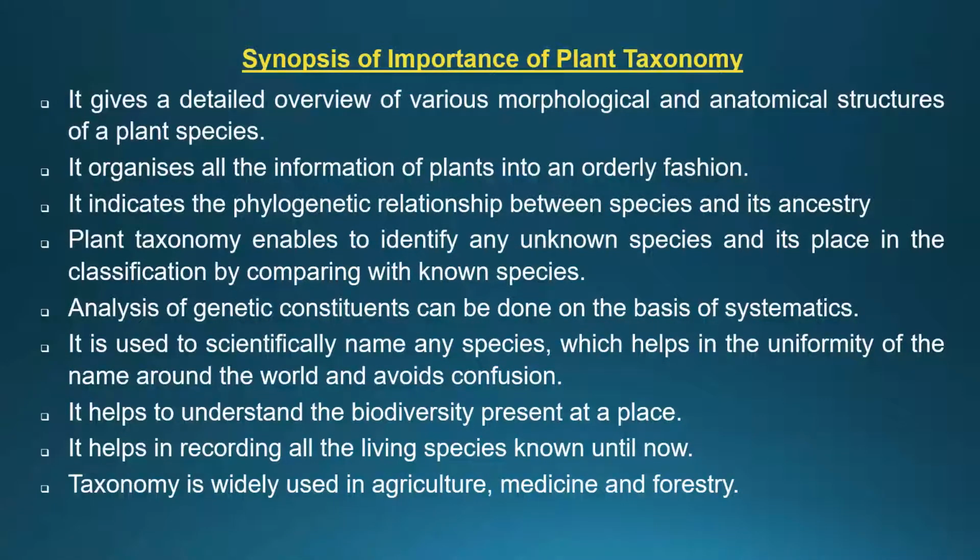Analysis of genetic constituents can be done on the basis of systematics. It is used to scientifically name any species, which helps in the uniformity of the name around the world and avoids confusion. It helps to understand the biodiversity present at a place. It helps in recording all the living species known until now. Taxonomy is widely used in agriculture, medicine, and forestry, which we have mentioned earlier. This is all about taxonomy and systematics as per your syllabus, West Bengal Council of Higher Secondary Education.